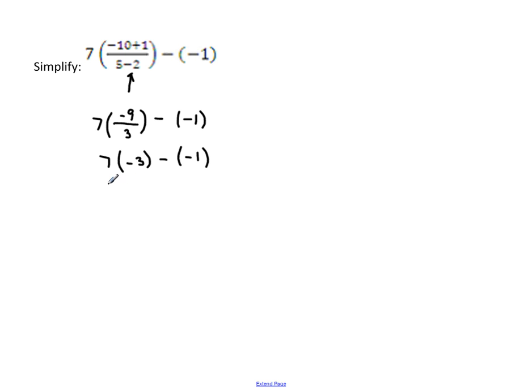Well, there are no exponents to handle right here, so we go to multiplication or division as they occur from left to right next. Here, the only multiplication is 7 and negative 3, giving us negative 21, minus negative 1. Well, a minus a negative is the same thing as addition. We're going to change that into plus 1. And so when we combine negative 21 plus 1, we get negative 20 as our result.